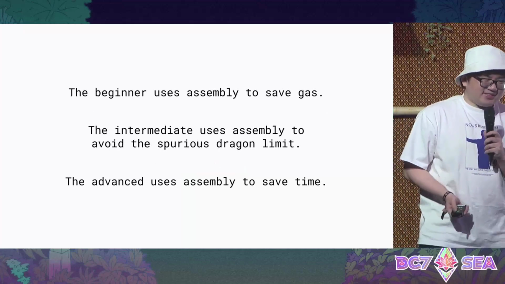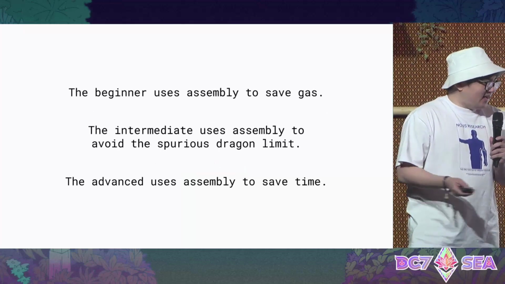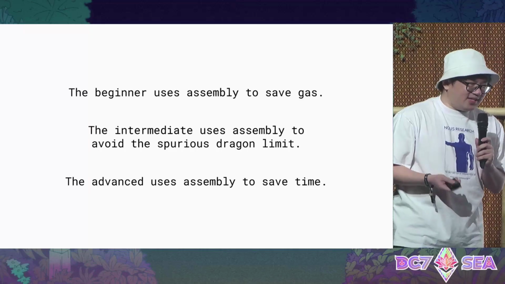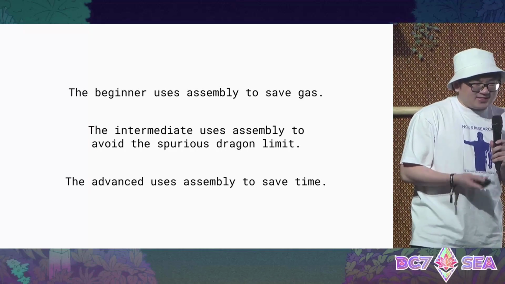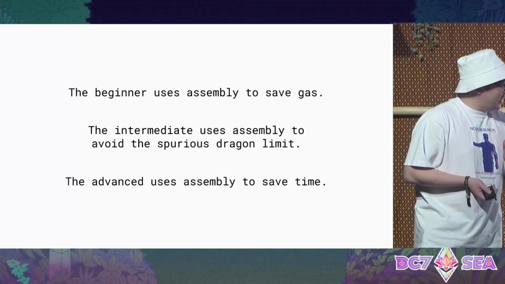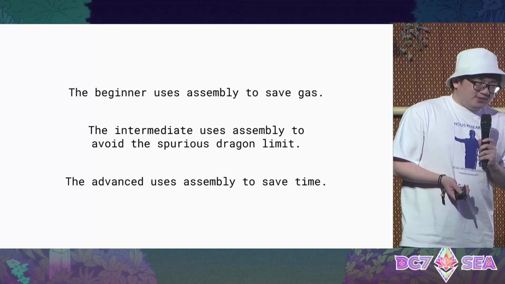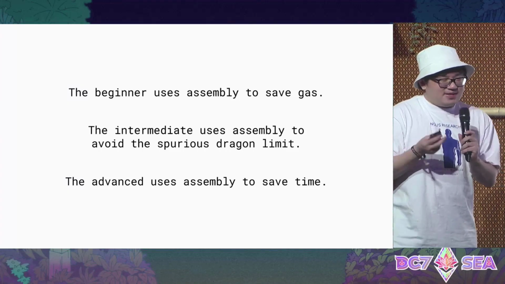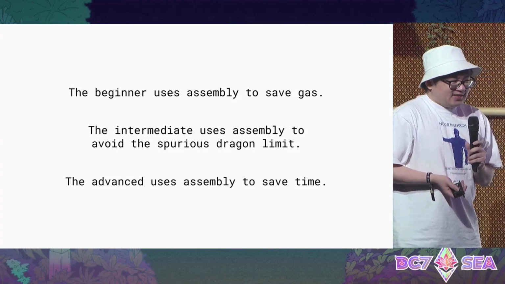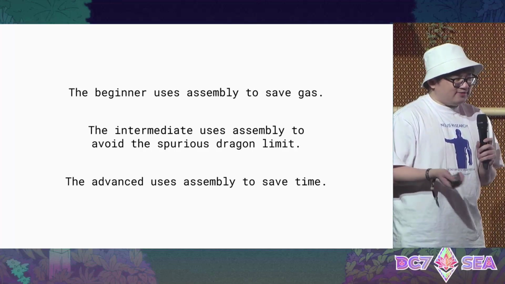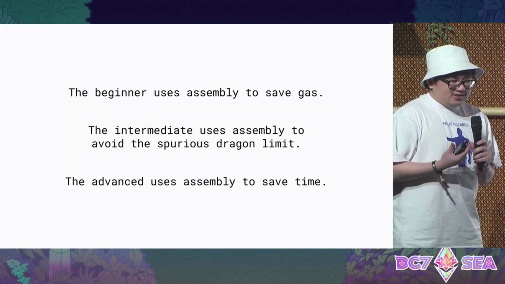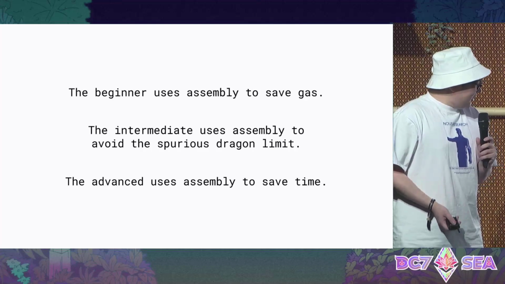Okay, so to start off, some time ago I posted this tweet saying the beginner uses assembly to save gas, because that's the most obvious thing. The intermediate uses assembly to avoid the Spurious Dragon limit, because assembly makes your bytecode much smaller. Even without EOF, if you use Solady, you can probably see a 20 to 30% bytecode reduction.